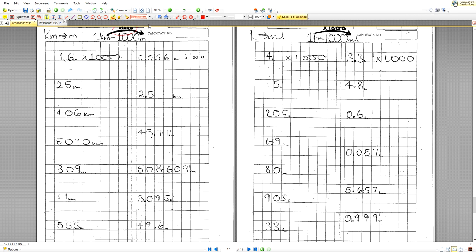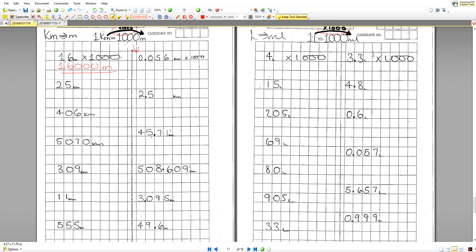Similarly, in 1 liter, we have 1,000 milliliters. So to change from liters to milliliters, we have to times by 1,000. And that's what we're going to be practicing today. Now, if we have 16 kilometers, question number 1, times that by 1,000. The simplest way to do that is to add 3 zeros onto the whole number, and that will give you 16,000 meters. That's example number 1.